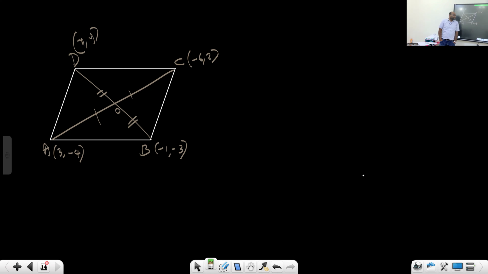Don't use distance formula. The same concept only we will use. Join AC and BD. That you write first. Next line: midpoint of AC equal to midpoint of BD. Both are the same. That first you write. Midpoint of AC equal to midpoint of BD.